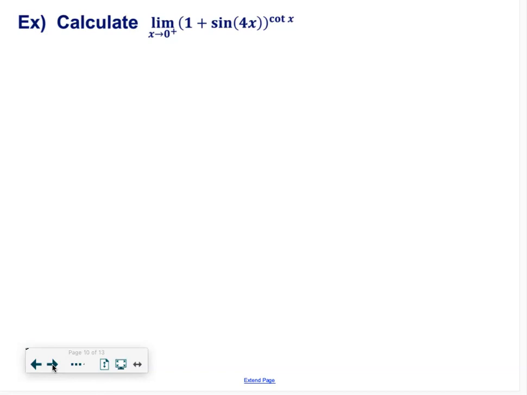What is the sine of 0, AP Calculus students? 0. It's 0. Oh, I thought you were asking about the sign, like negative or positive. Oh, I was like, 0 doesn't have a sign. No, the sine of 0 is 0. So what we end up with in here is a 1.